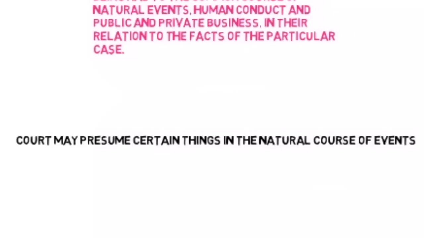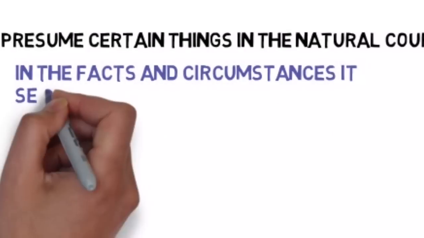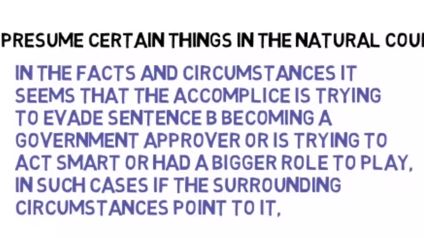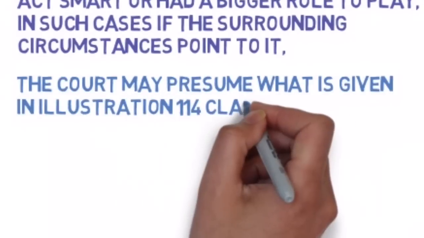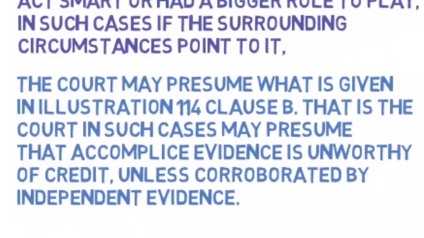And if a certain case has such facts and circumstances that it seems that the accomplice is trying to evade the sentence or become a government approver so that he can get away with it and does not have to be punished, or he is acting smart and had a bigger role to play in the crime and now is just trying to get a lesser sentence by becoming a government approver. In all these cases, if the court feels that the accomplice is trying to swindle the justice mechanism of the country, then the court may presume that the accomplice evidence is unworthy of credit unless corroborated by independent evidence, which is given by Section 114 Clause B, that it should be corroborated by evidence.